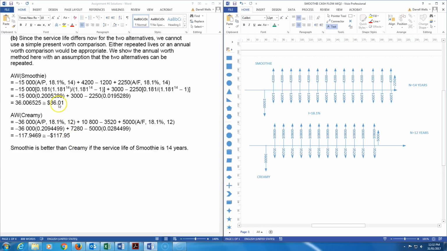$117.95. So the smoothie's annual worth is much higher, which means we go with the alternative that has the highest annual worth. It turns out that the smoothie machine is the better of the two alternatives.